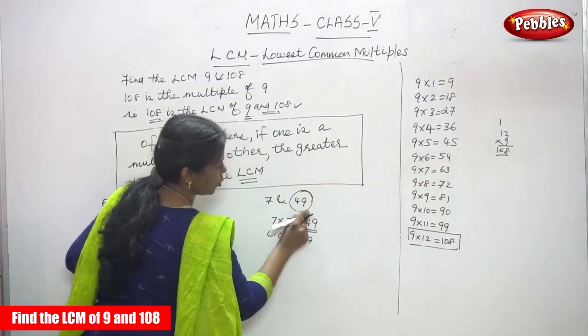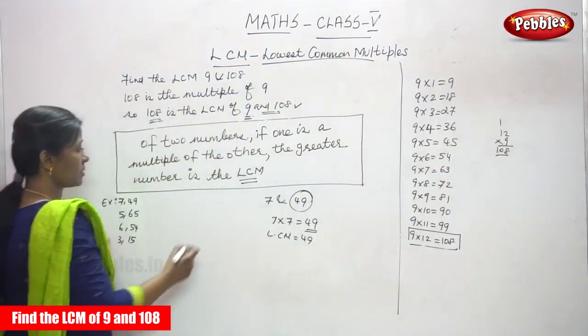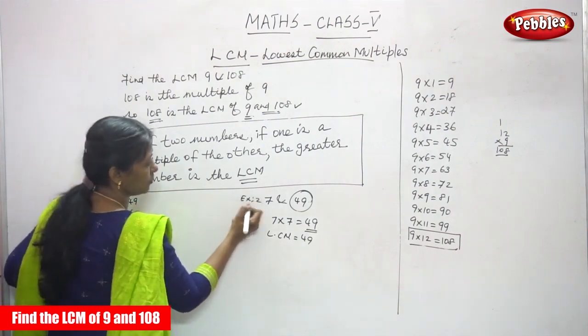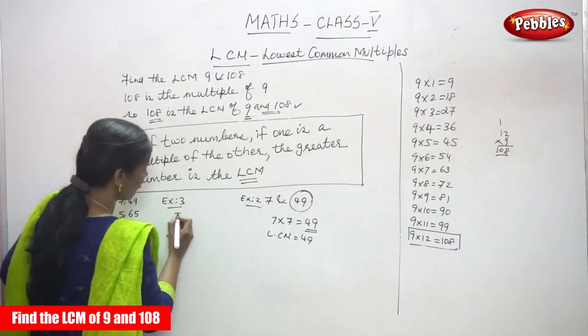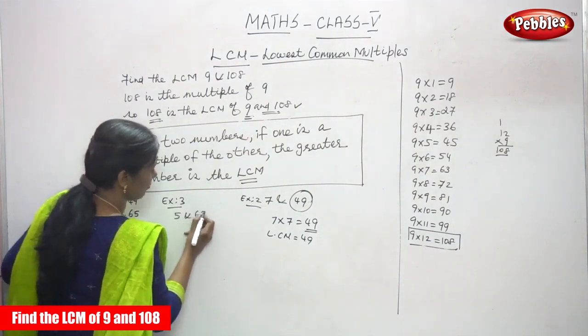49 of these two numbers. The second example. Next is example 2. The next is example 3, that is 5 and 65.